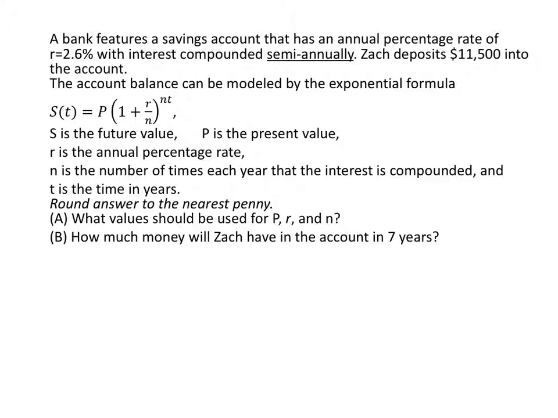So for part A, it just wants us to define those values. So our principal, or starting value, principal is how much Zach deposits, which is $11,500.